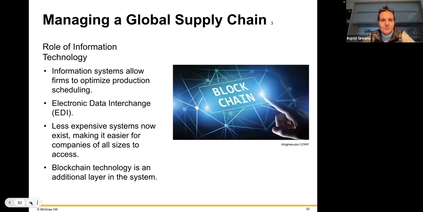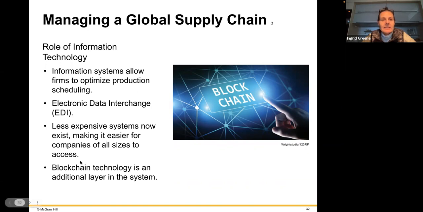So let's talk a little bit about the role of information technology. It allows firms to optimize production scheduling. As you can imagine, there are lots of opportunities here for making sure that we can track all these things. There's something called electronic data interchange, the EDI. You might be more familiar with something called the ERP, the Enterprise Resource Planning. Again, when I graduated in 1997, people were getting certified from Oracle and a whole bunch of other firms to become ERP experts, because there was so much money invested in making sure that we could very quickly and easily see where a product was at any moment in time.